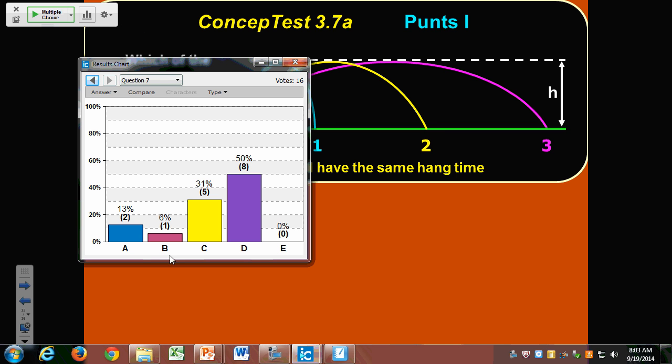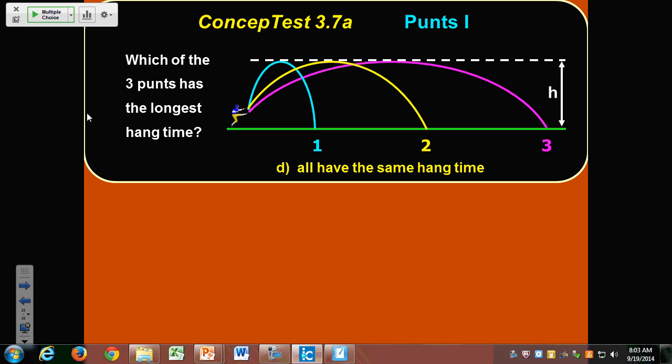Pretty well, not really. So D is the right answer. What motion determines the amount of time in the air? The y motion, right? So if they all go to the same height, that means they're all in the air for the same amount of time. So the y motion, how high it goes, determines how long it's in the air. That's the hang time, how long it's in the air.